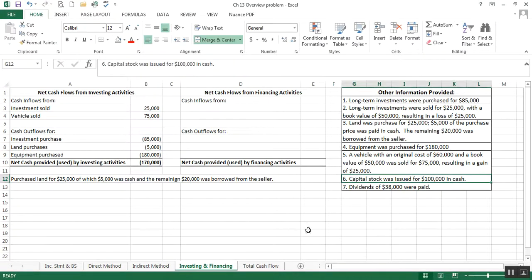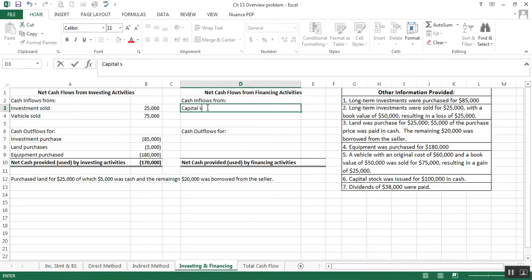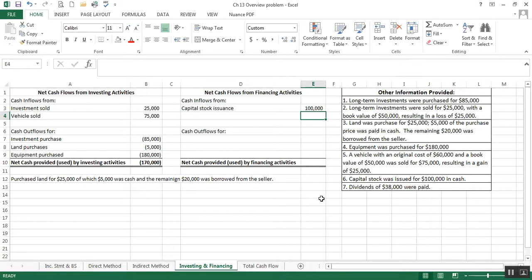And now we have capital stock was issued for $100,000 in cash. So that's our stock. Capital stock is the company's stock. If we issued stock, that means that we received cash. Okay, so it's going to be cash inflow. So capital stock issuance, and we received $100,000. Okay. And then dividends of $38,000 were paid. So again, that's an equity item. It's dividends for our stock that we paid to our shareholders, so it's a cash outflow. So dividends paid, cash outflow of $38,000.